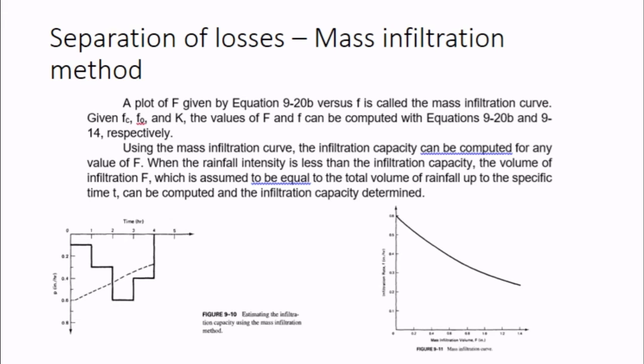Ito yung infiltration. And then, ito naman yung hydrograph mo o yung rainfall. So, ibig sabihin, yung capacity niya mas mataas. Di ba? Kumpara dun sa rainfall, so walang excess, until such time na mag-intersect silang dalawa. So, dito sa part na to, ito na yung excess. Ito na yung excess rainfall.